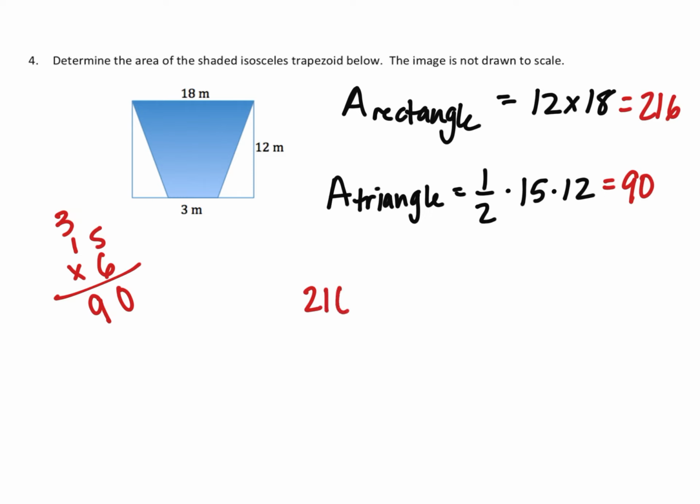So the area of the rectangle was 216, and I'm going to remove the part that we don't want, which was 90, which is 126 meters squared. And if you tried it the other way, where you split it into two triangles, you should arrive at the same answer.